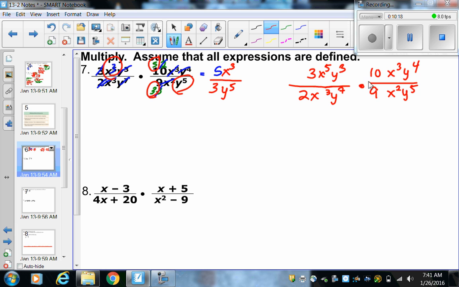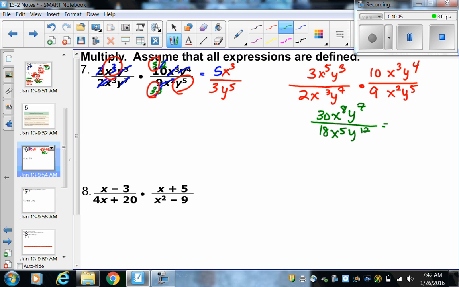When you multiply fractions, you multiply straight across. So up top, you would have 3 times 10, which is 30. When you multiply, you add exponents. So 5 and 3 make 8. 3 and 4 make 7. 2 times 9 is 18. 3 and 2 make 5. 7 and 5 make 12.